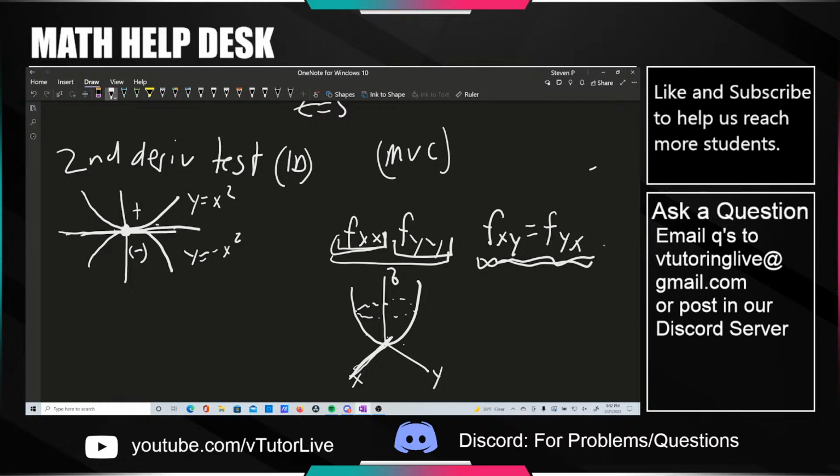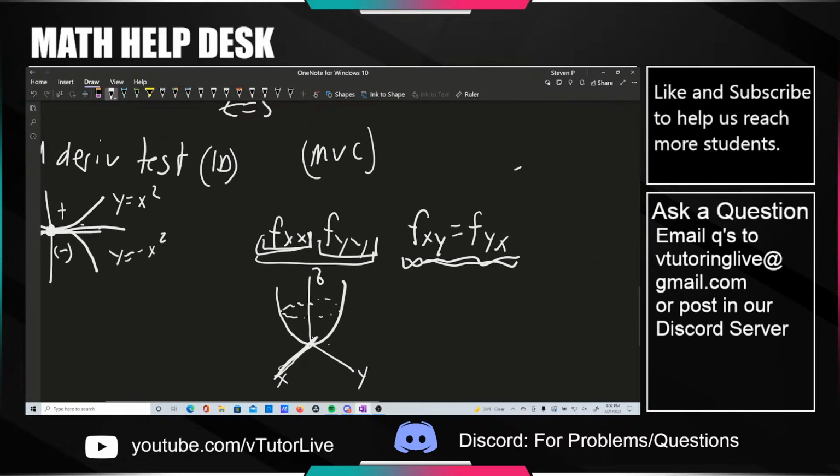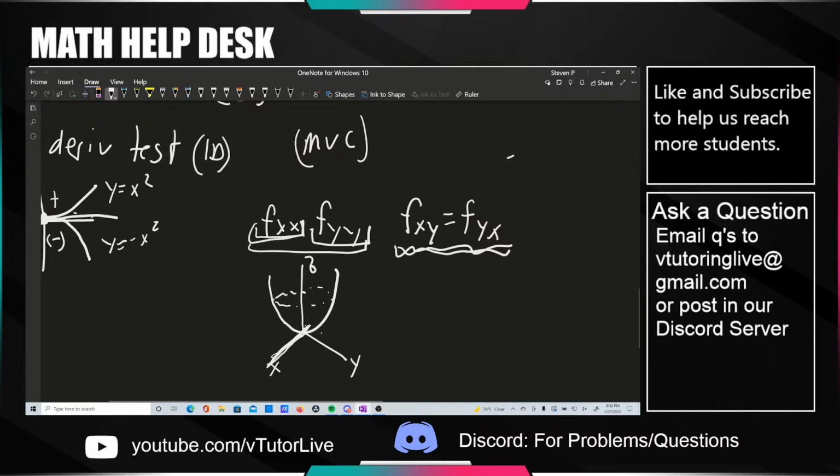This one I don't have a great way to physically interpret, unfortunately, but putting this together, the second derivative test, if I remember correctly, turns into fxx times fyy minus fxy squared, right? And these are all going to be evaluated at the point of interest.